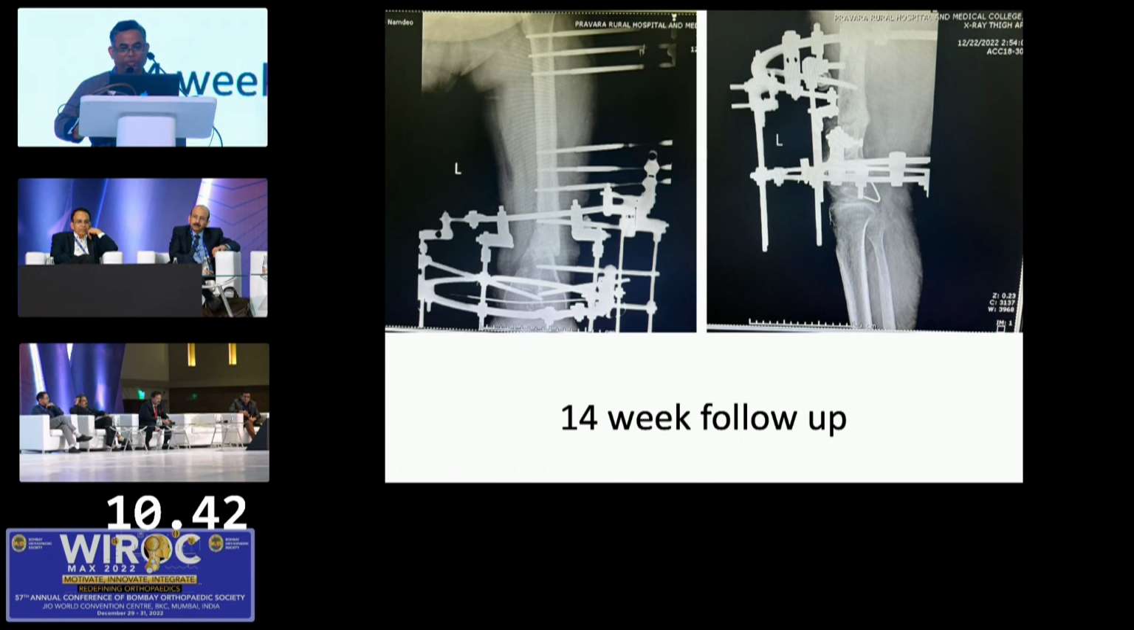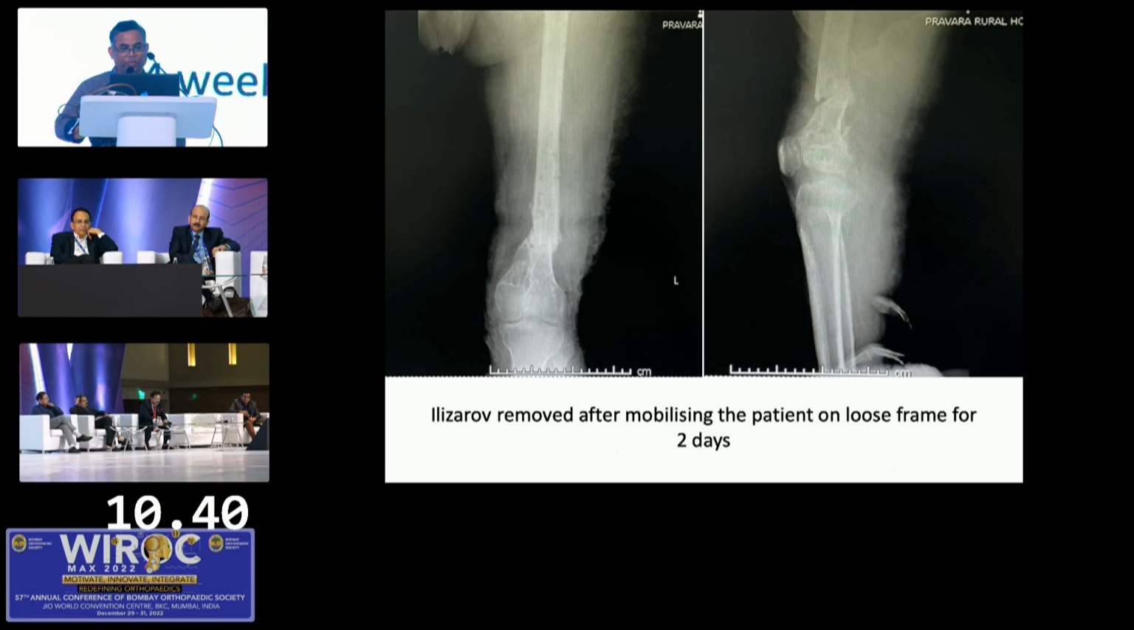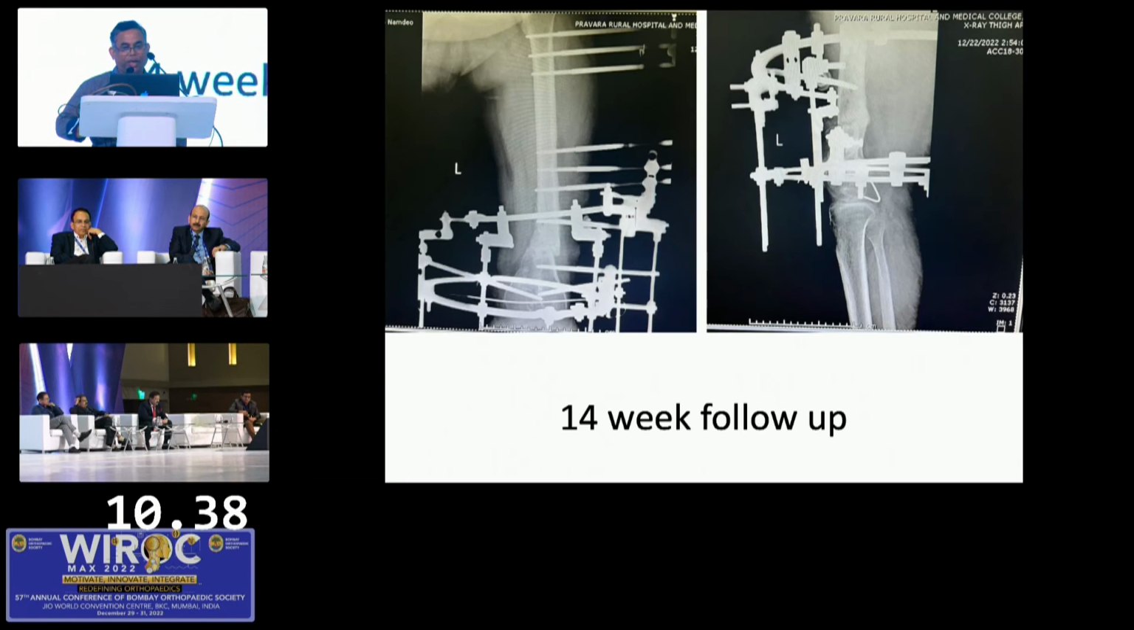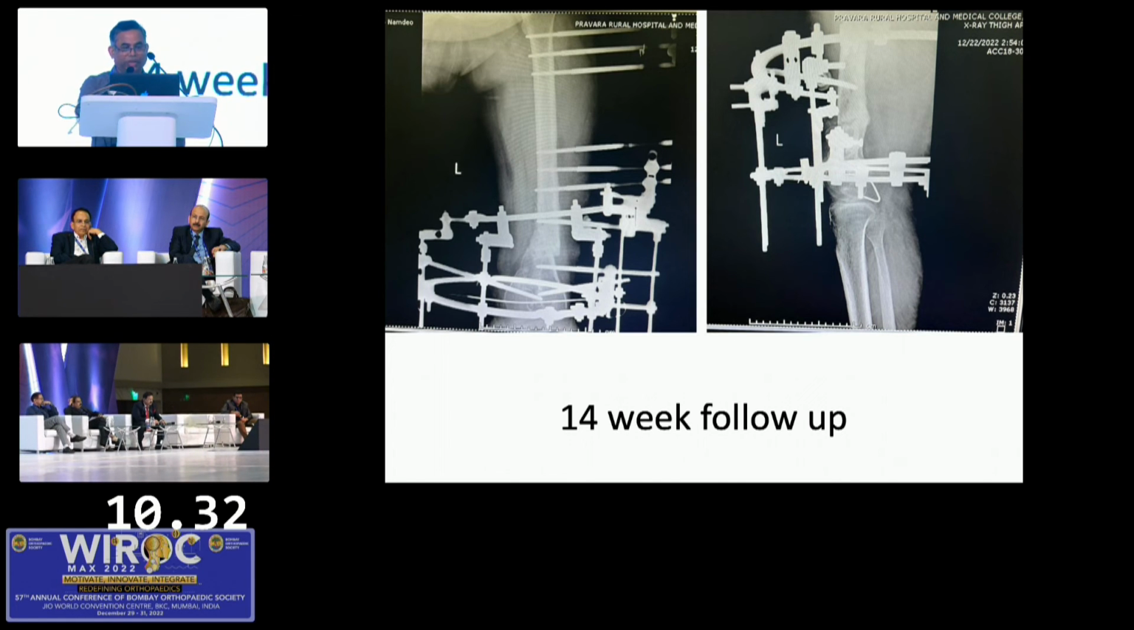Then at 14 weeks follow-up, this is the X-ray at 14 weeks. At this stage, when we feel that it has united and the patient is full weight bearing, we admit the patient, loosen the nuts, and do a check. Then we make the patient walk full weight bearing on that for around 1 or 2 days and then remove the fixator.